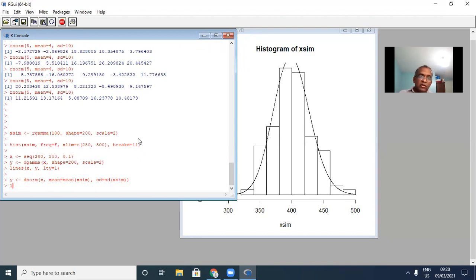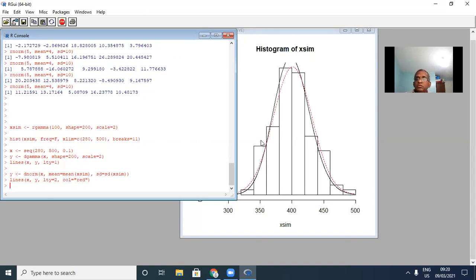Okay, and I'm going to draw this with line type equal LTY. By the way, LTY stands for line type, right? And let me use a different color also, say red. And this is what you see.